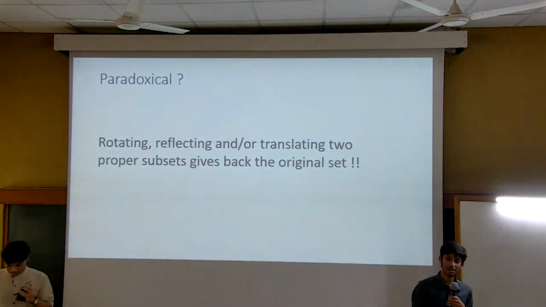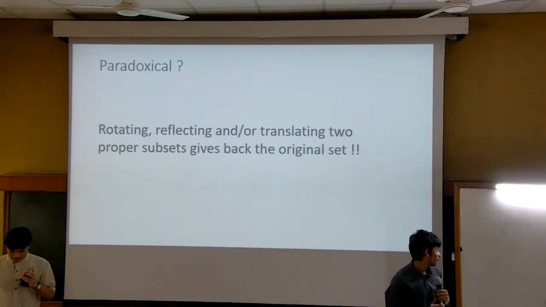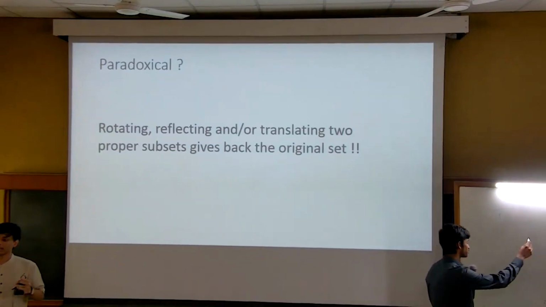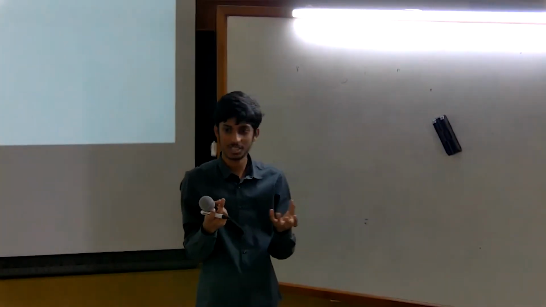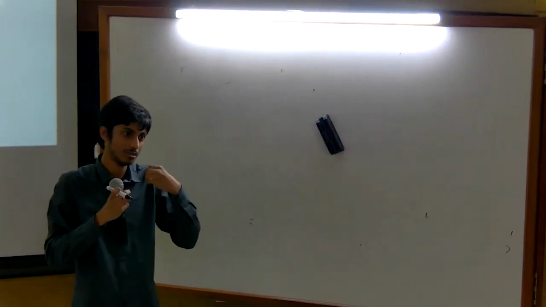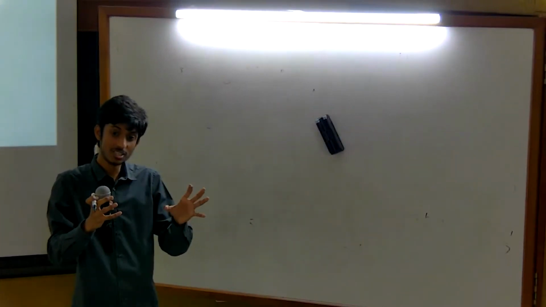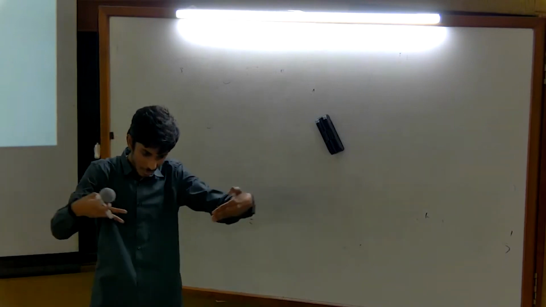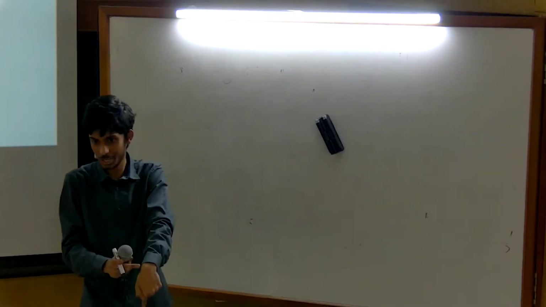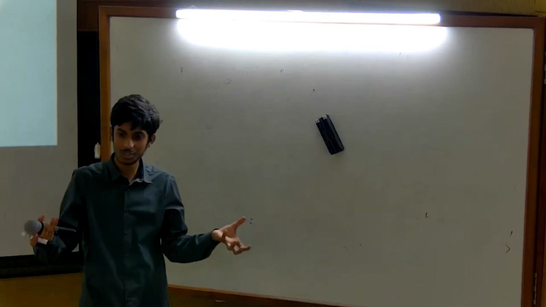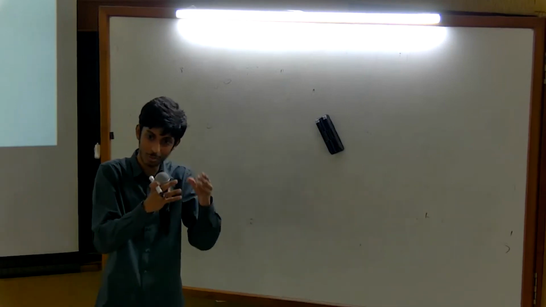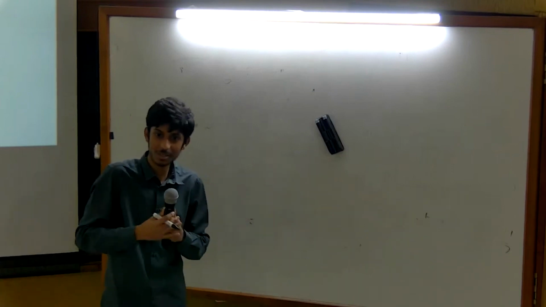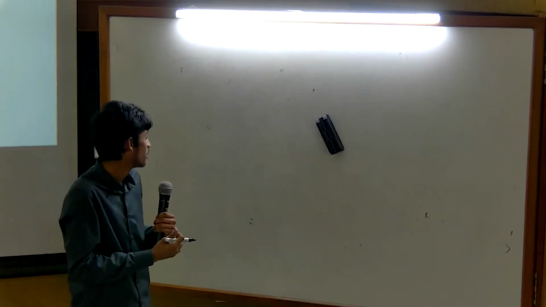Now, why is our problem paradoxical in the first place? We are asking for a set, let's call it an orange for now. I want an orange such that I can break the orange in some particular fashion, such that each of those two pieces, upon movement and rotation, will give me back the orange at the same location. So I have produced two copies of the orange at the same location from two proper subsets. This seems counterintuitive on so many levels.